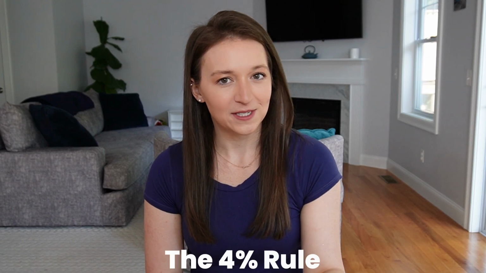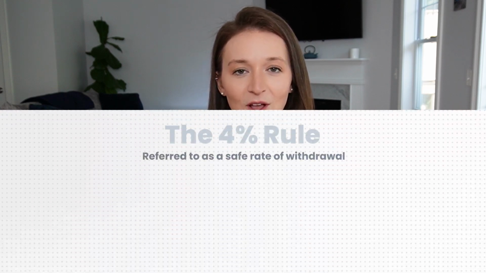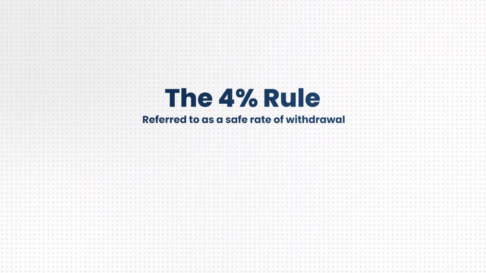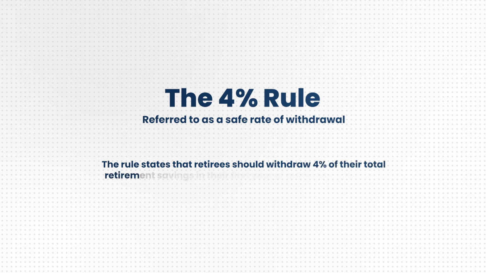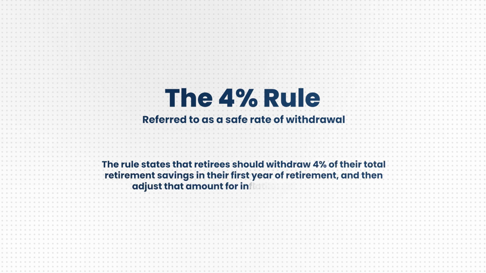Let's talk about the 4% rule for a moment. The 4% rule, often referred to as a safe rate of withdrawal. The rule states that retirees should withdraw 4% of their total retirement savings in their first year of retirement, and then adjust that amount for inflation each year after.